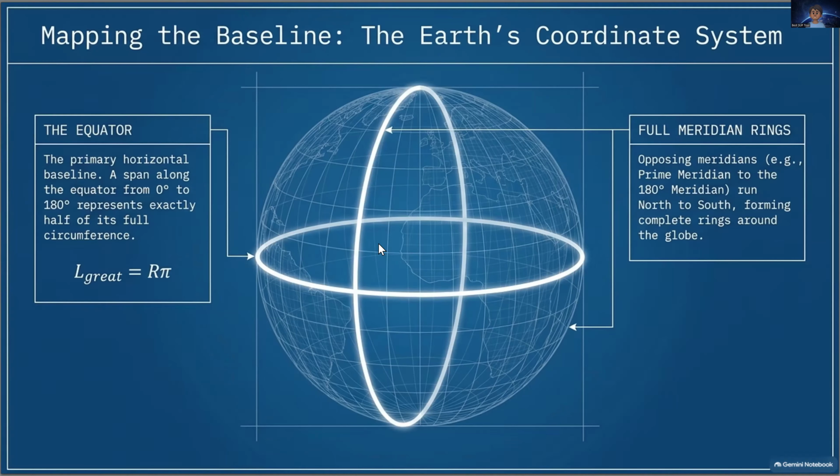Mapping the baseline, the Earth's coordinate system: equator or meridian. And we can get the equator to meridian as pi r. The half of the length is pi r, with the globe from 0 to 180 degrees, or prime meridian to meridian on the northern hemisphere. We get pi r as the length.